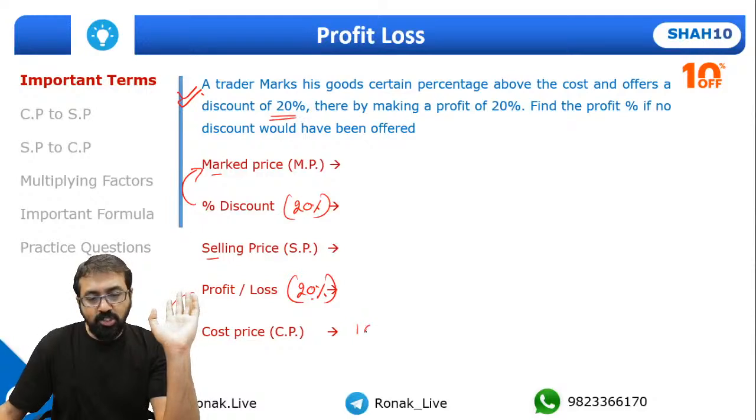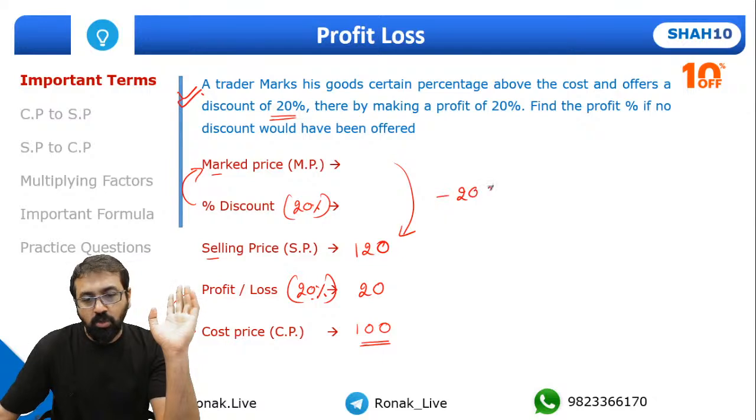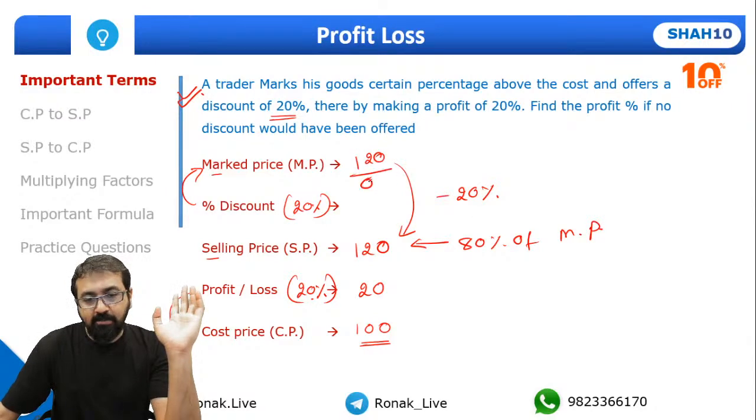So in such a situation, you can straight away assume the cost as 100, profit is 20%, that is 20 rupees, right? So selling price will be 120, and this selling price is after 20% discount. So can I say this selling price is 80% of mark price? So what will be the mark price? 120 divided by 0.8. 80% is 120. So what is the complete mark price? It will come out to be 150.